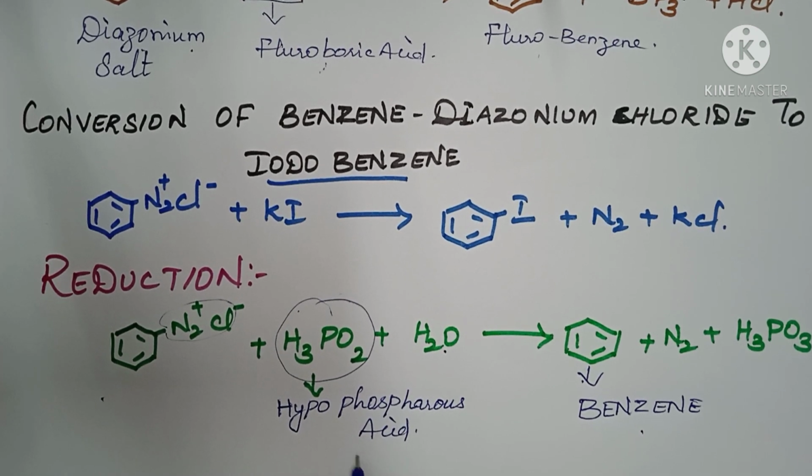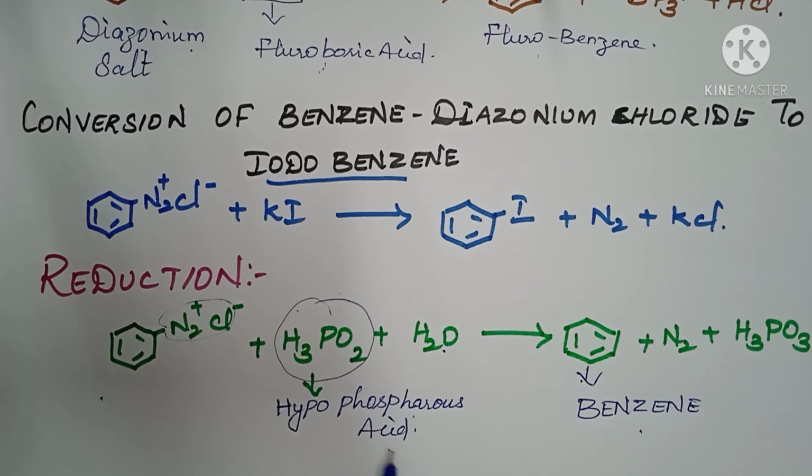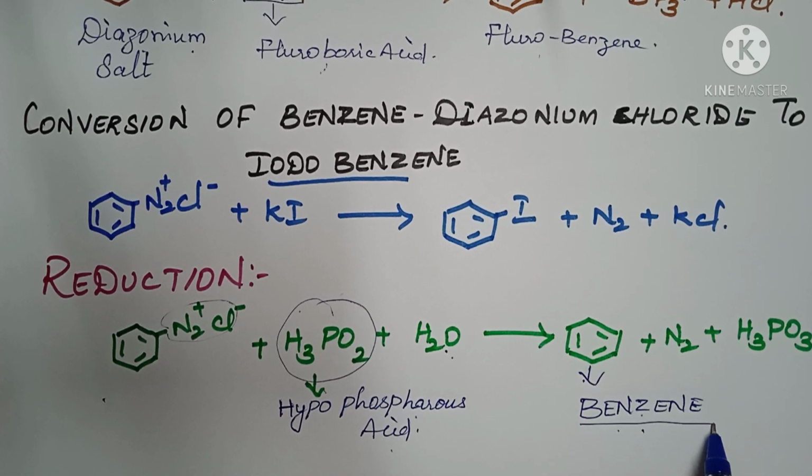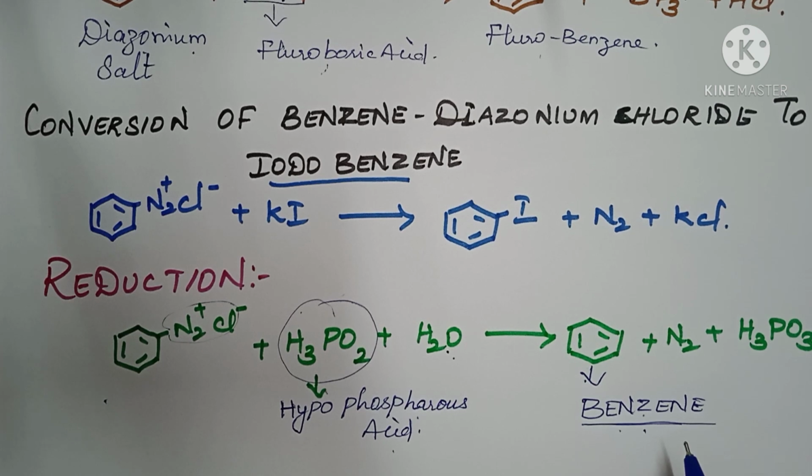So hypophosphorus acid that we are using along with water molecule. So you are getting what? Benzene. So this is very important. How do we get benzene from benzene diazonium chloride?